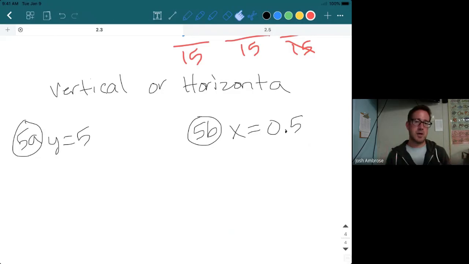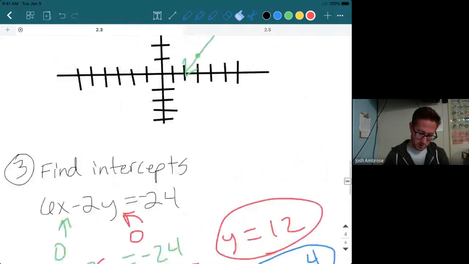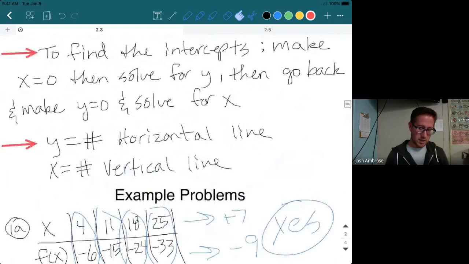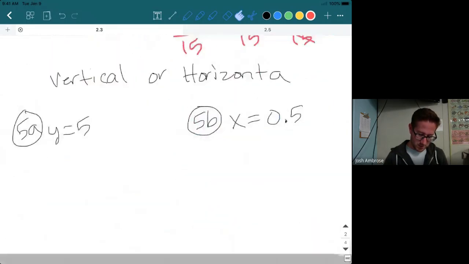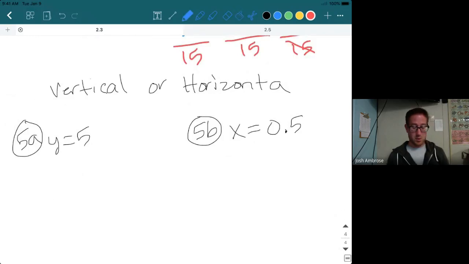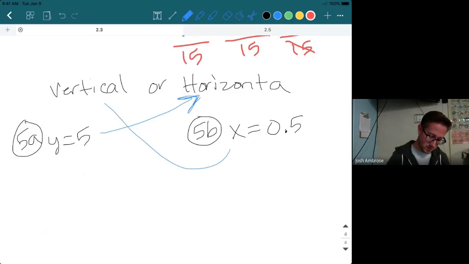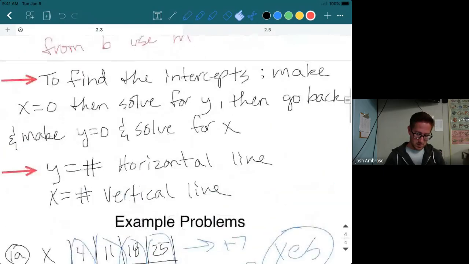Okay, look back at the top of the notes. Right here. Y equals a number, it's a horizontal line. X equals a number, it's a vertical line. Now we go back and all we have to do is say which is which. Y equals a number. What is that going to create? That's going to create a horizontal line. X equals a number. That's going to create a vertical line. Okay, so again, let's look back at the notes. Right here, x equals a number, vertical; y equals a number, horizontal.